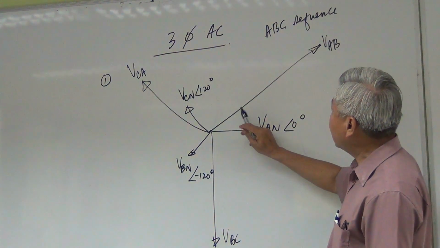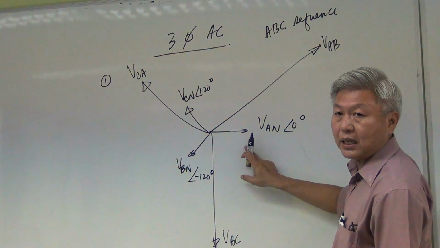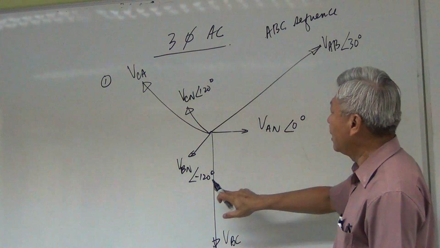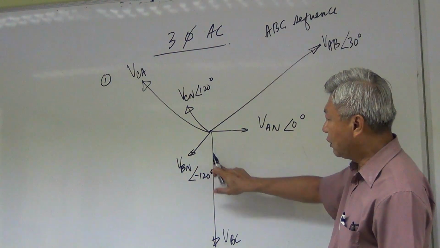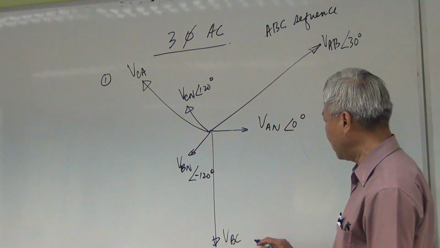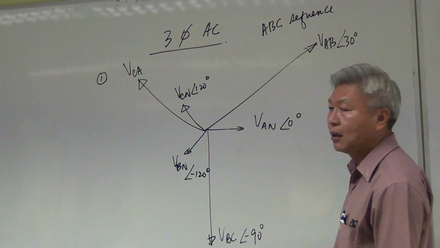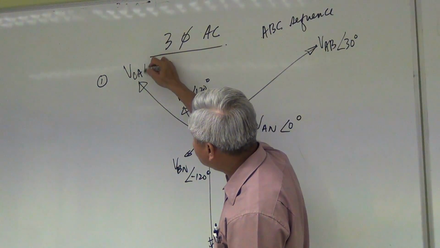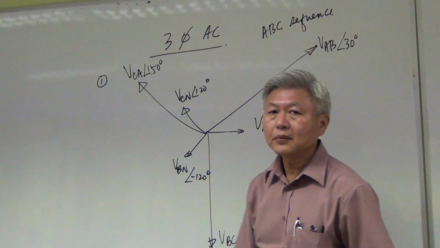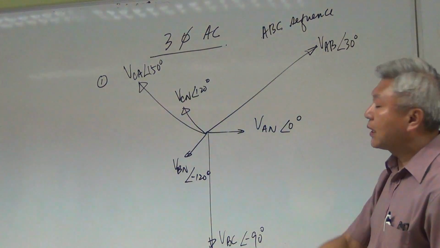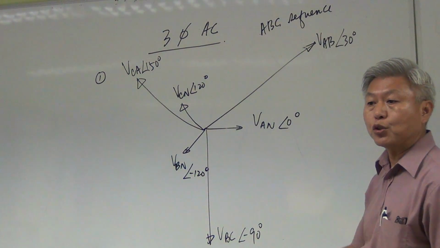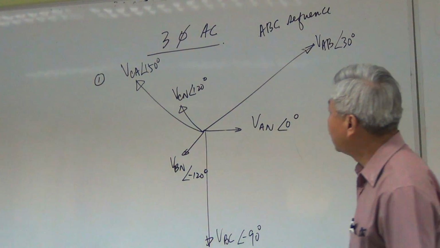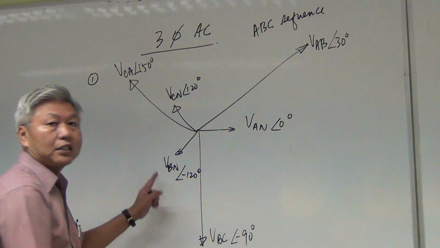Now, the angle between a long phasor and a short phasor is 30 degree. Here is minus 120 and then here is 30 degree, so therefore this is minus 90 degree. And here is 120 degree, here is 30 degree, so here is 150 degree. You must remember this phasor diagram by heart. When I say by heart, it means you should be able to reconstruct it anytime that you like. So this is called the ABC sequence phasor diagram.